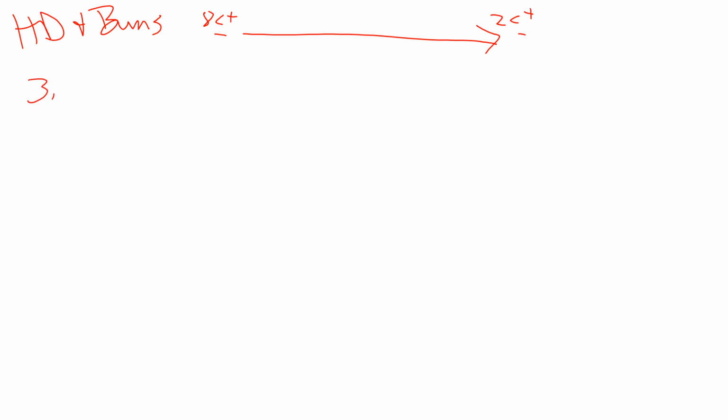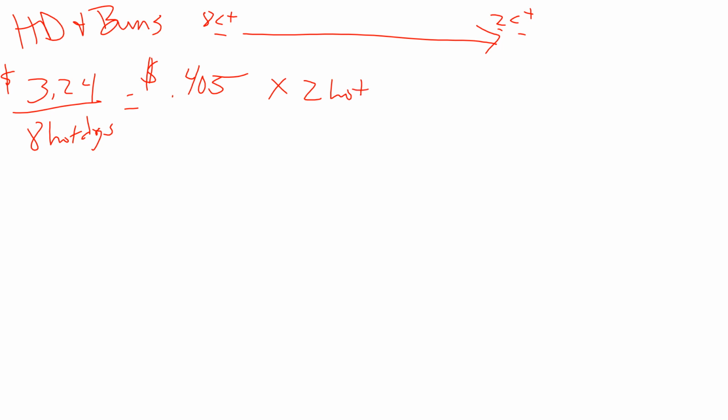So $3.24 divided by 8 hot dogs gives us 40.5 cents. Keep that the way it is, and then multiply by the amount that we need. We need 2 hot dogs. That gives us 81 cents per plate.